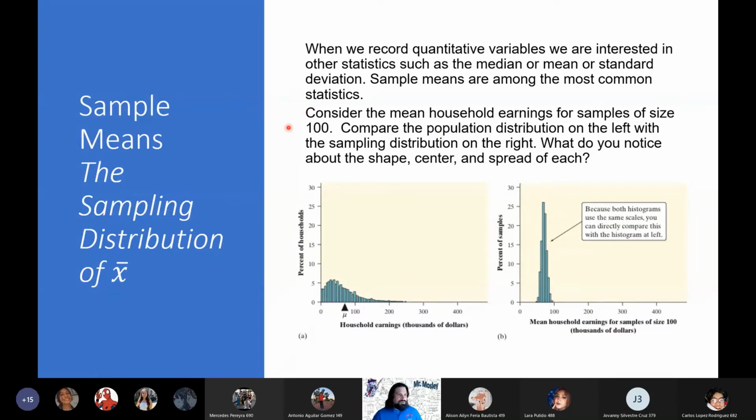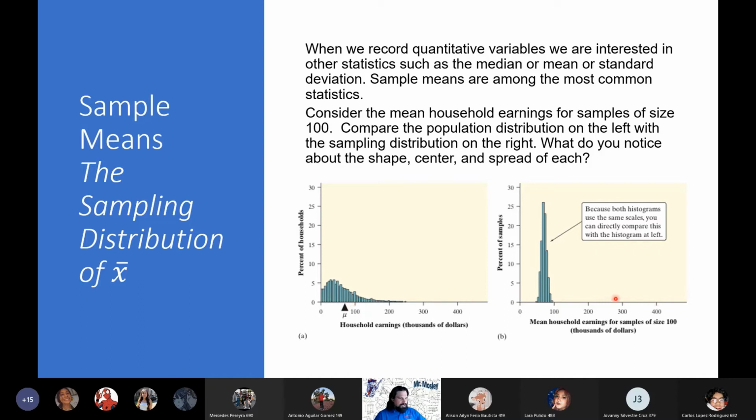Consider the mean household earnings for samples of size 100. Compare the population distribution on the left with the sampling distribution on the right. What do we notice about the shape, center, and spread? So we have our population distribution. We have the household earnings. This is a population. It's somewhat skewed to the right.